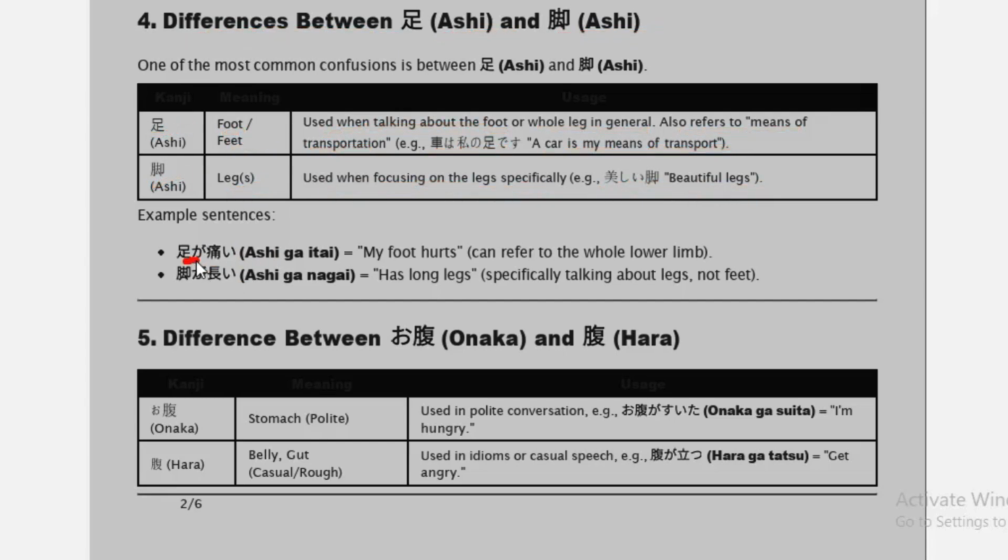So let's see some examples. Ashi ga itai means my foot hurts, and ashi ga nagai means have long legs, specifically when we're talking about legs, not feet.